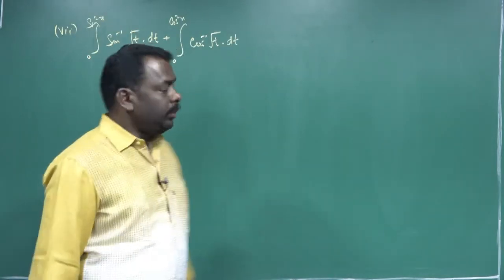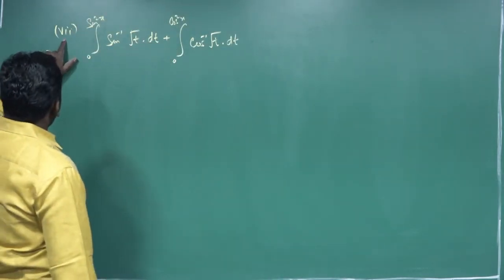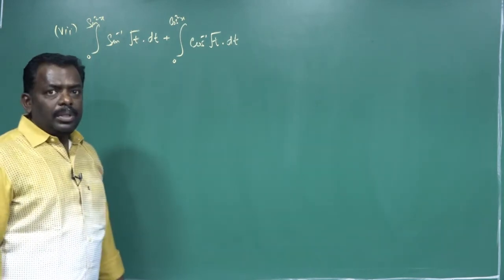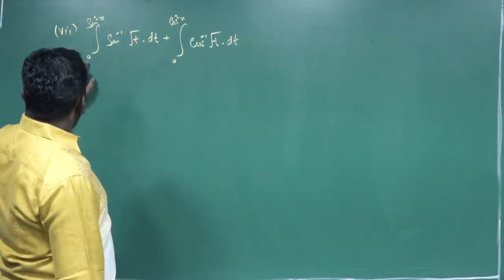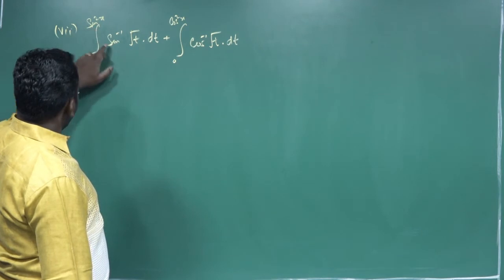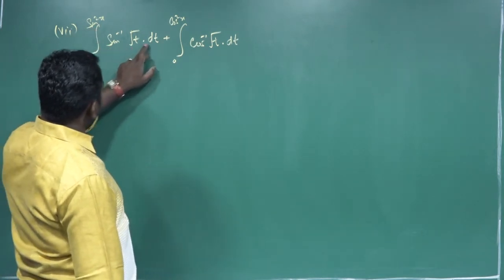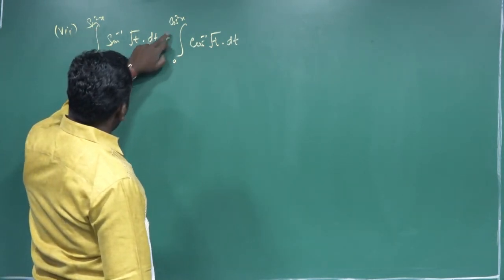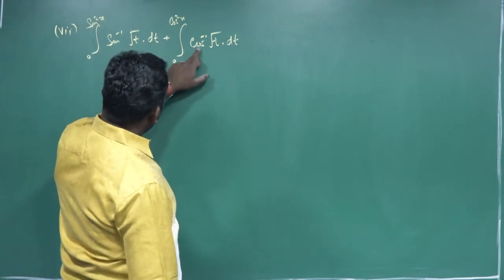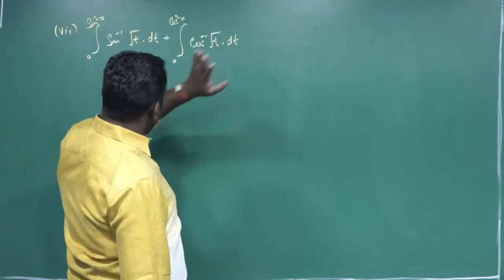Come to the next subdivision, number 7. Integral from 0 to sin²x of sin⁻¹(√t) dt plus the integral from 0 to cos²x of cos⁻¹(√t) dt.